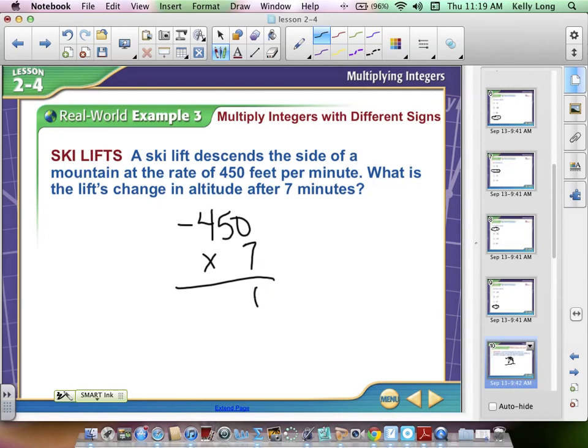So 7 times 0 is 0. 7 times 5 is 35. Carry my 3. 7 times 4 is 28. Plus 3 is 31. And then I had a positive times a negative. I have unlike signs, so it went what? Its change in altitude was a negative 3,150 feet. Don't forget to label those answers. If you don't label it, I don't know what you're talking about. All right, so again, these are just real world applications, practical ways that you could use multiplying integers.